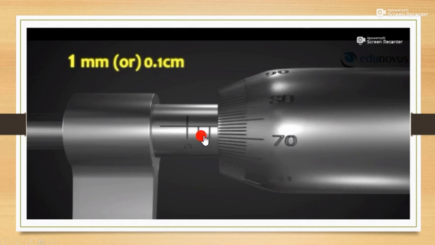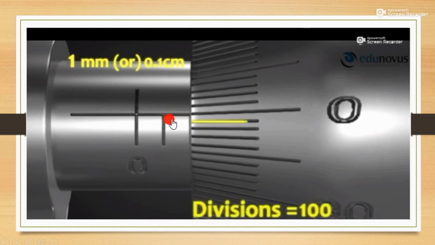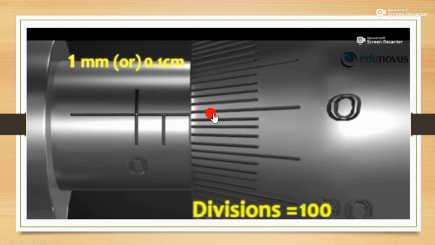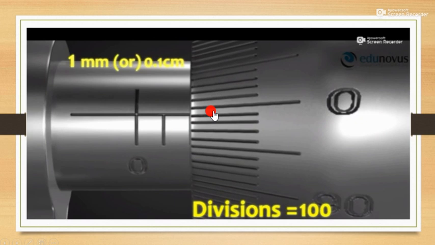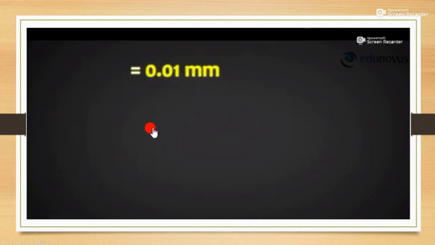Okay, when we again fix this part, from 99 and 100 division, which means how many divisions? From 0 to 100 means 100 divisions, and pitch is 1 millimeter. When we divide pitch by 100, which is called the least count in a micrometer screw gauge, 0.01 millimeter or 0.01 centimeter is the least count of the screw gauge.